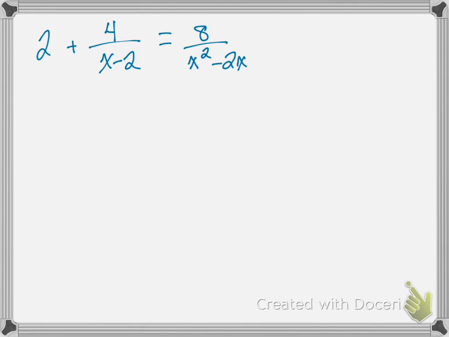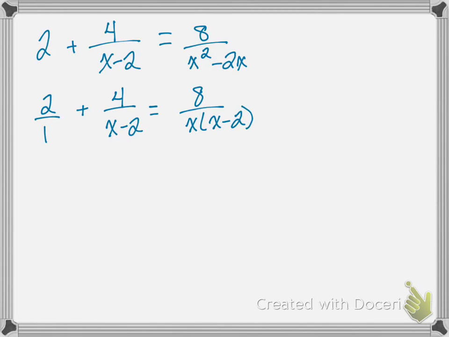So I'm going to go ahead and make my 2 over 1, just so I'm thinking about it in rational format or fraction format. Then, can x minus 2 be factored? No. But the x squared minus 2x can. You're correct. You take out an x from that. Good. Your GCF is x, so you can take it out.